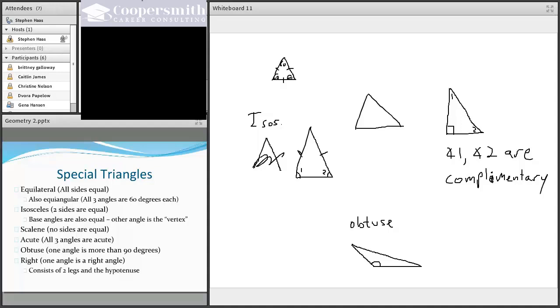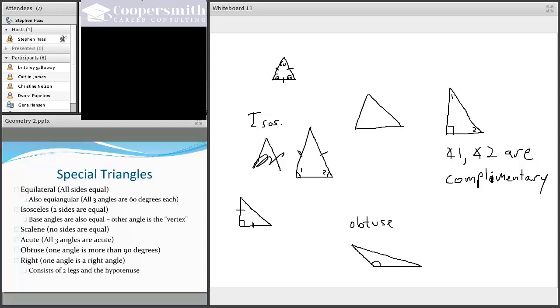Can you have an isosceles right triangle? Can anybody tell me? Does that work? Can you have an isosceles right triangle? The answer to that is yes, you can. Isosceles means you can have two sides that are equal, and the third, so let's say these two are equal. Okay, let's say this is equal to this. That means this is an isosceles right triangle.